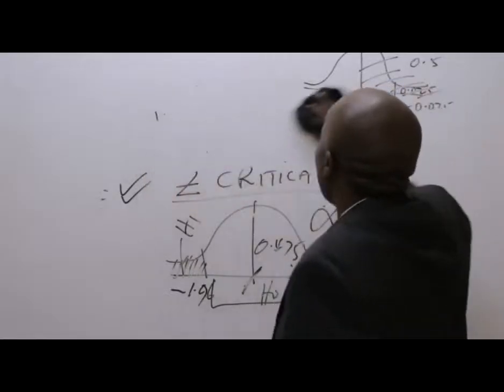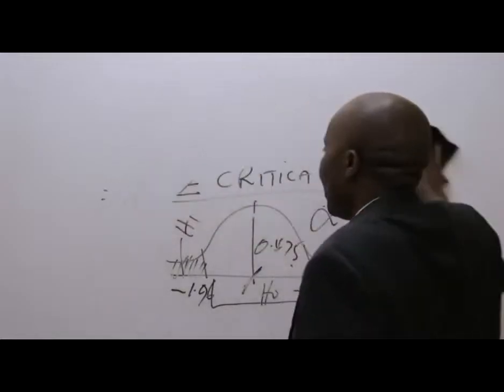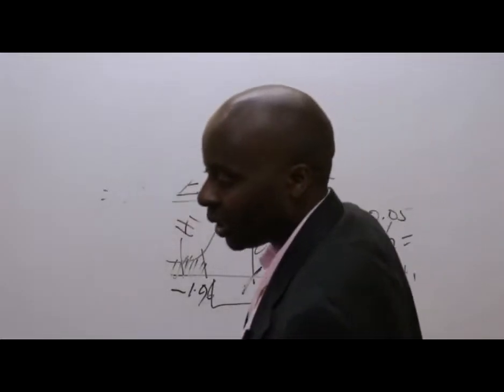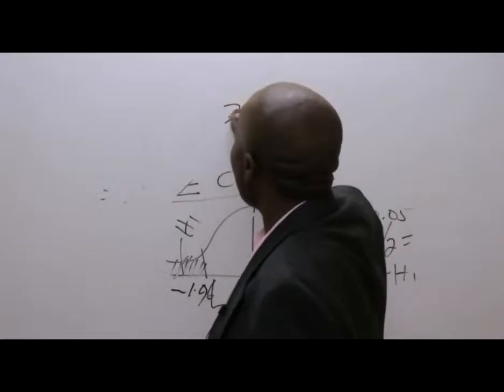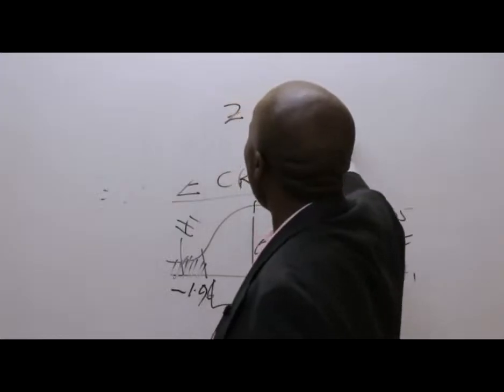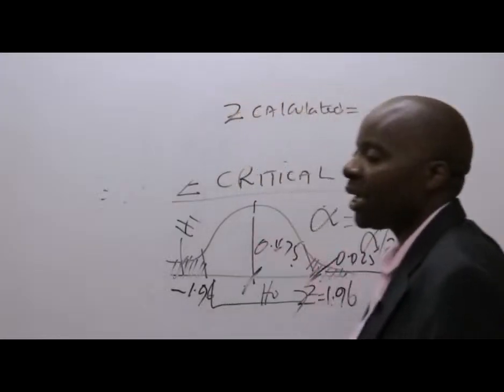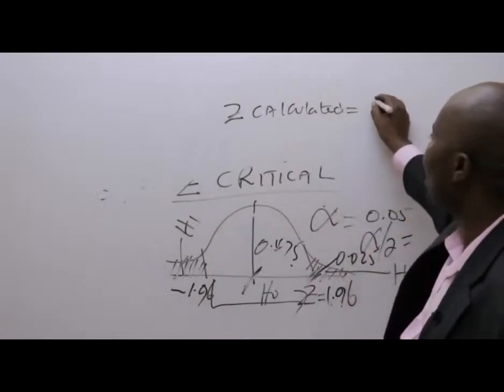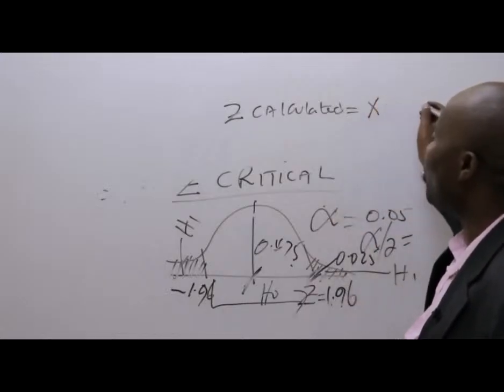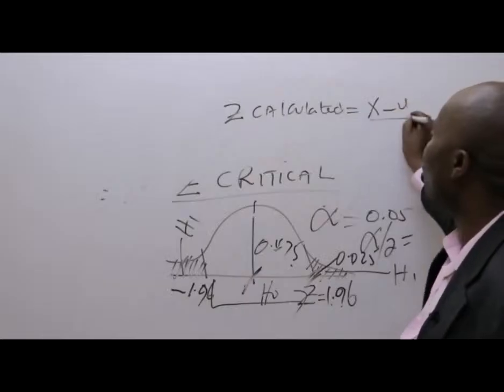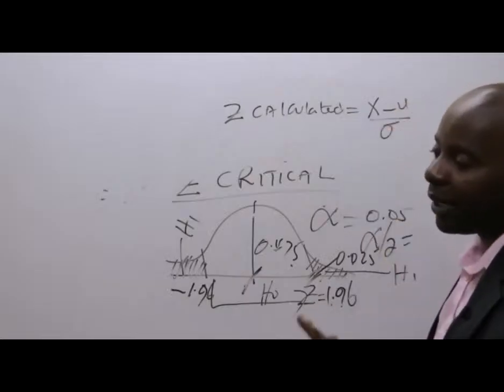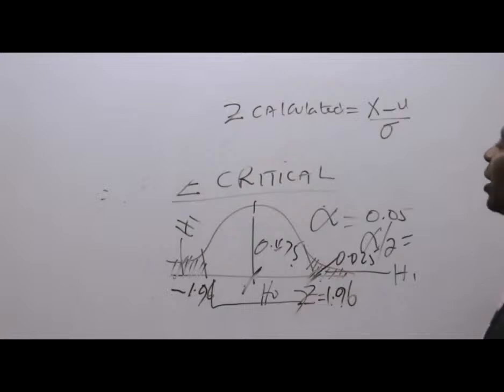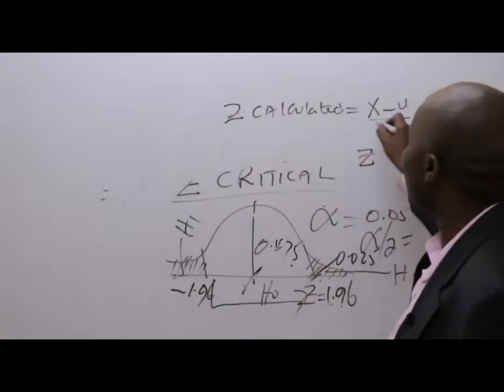So Z calculated. Go ahead and mention Z calculated. I know we are so much used to our normal Z. We normally say that our Z is X minus mu, all over the standard deviation. This time around, you're not going to make use of this, so not this one.